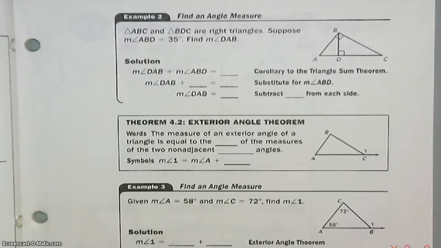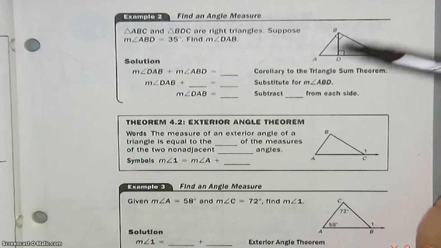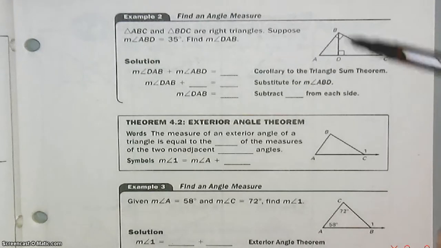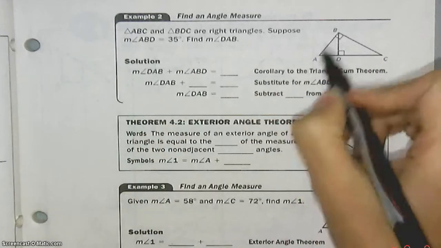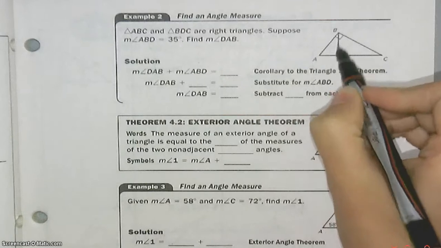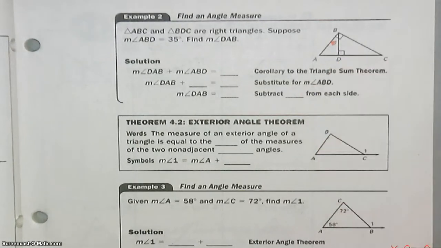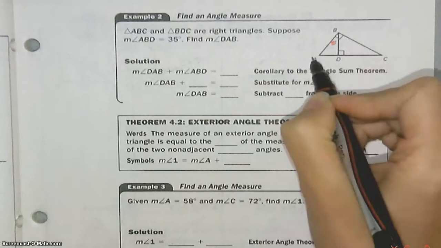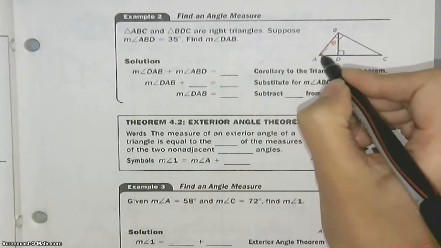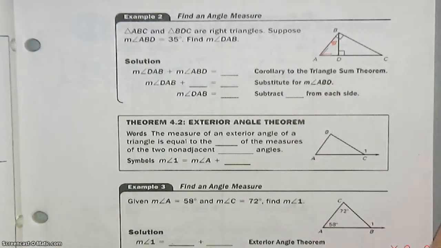Find an angle measure. Angle ABC and BDC are right triangles. Suppose the measure of angle ABD is 35. So let's put that in our picture. ABD is 35. Find DAB. So we're looking for this angle right here.